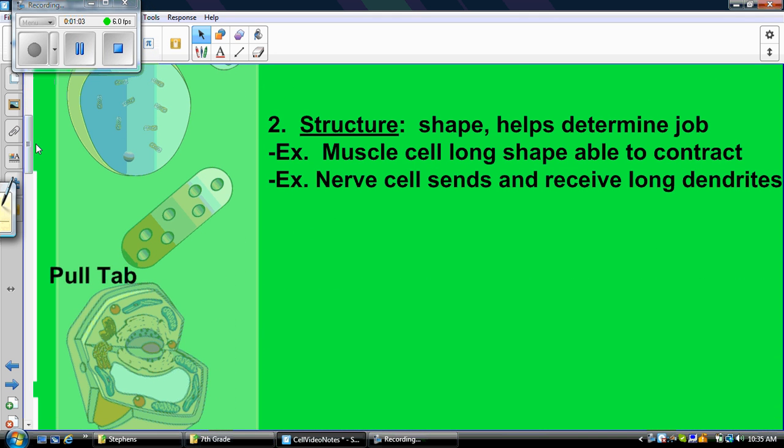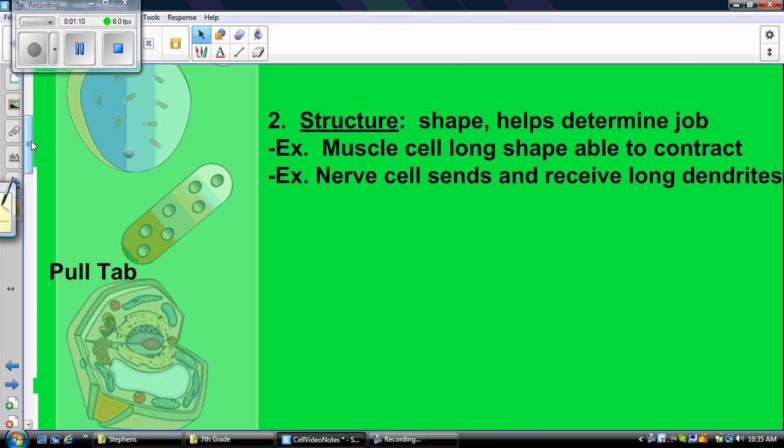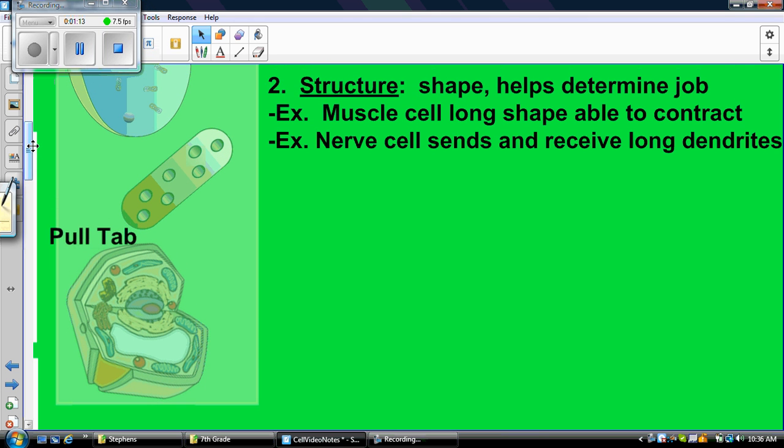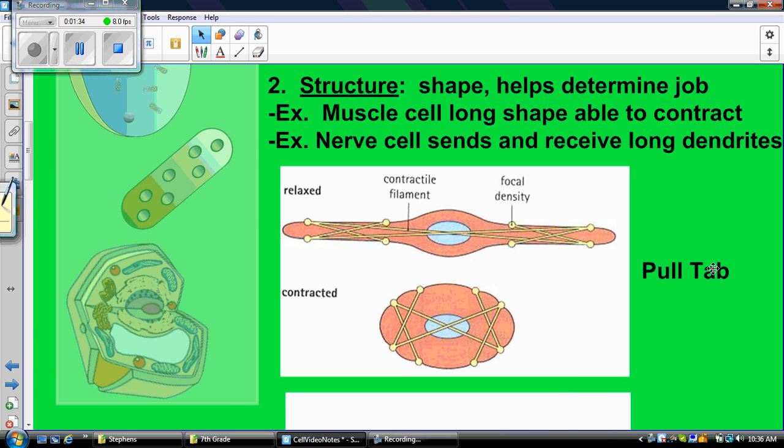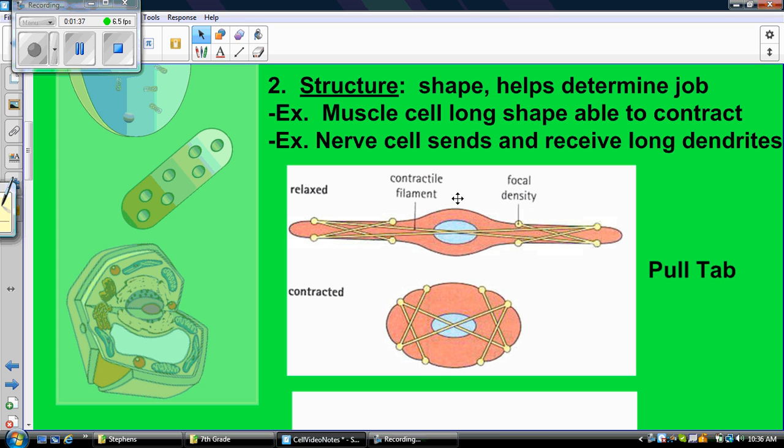Okay, we mentioned this in the last set of notes, that structure. Structure is the shape. It helps determine the job. So each cell has a specific job. For example, a muscle cell is long, and so it can be able to contract and relax and help for movement. So the muscle cell is going to be a lot longer than, say, a blood cell, which is going to be circular in shape. A nerve cell is going to look very different because it's going to have to be able to send and receive.